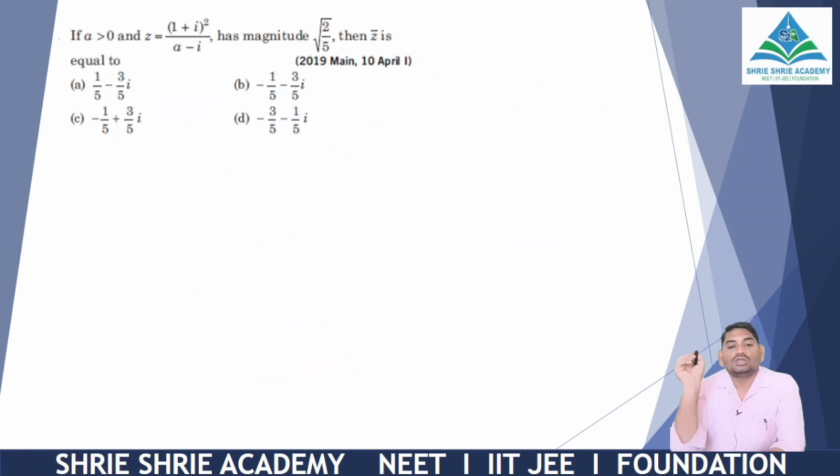See the question. If a is more than 0 and z is equal to (1 + i)² upon (a − i) has a magnitude root over 2 by 5, then what is the conjugate of z? What is the conjugate of z?